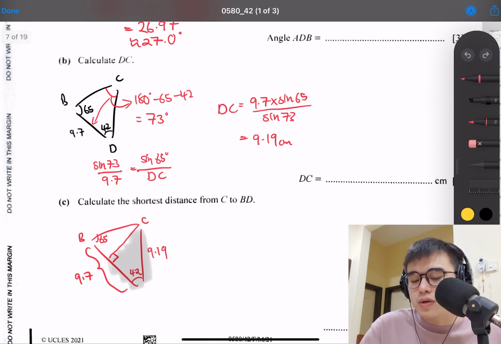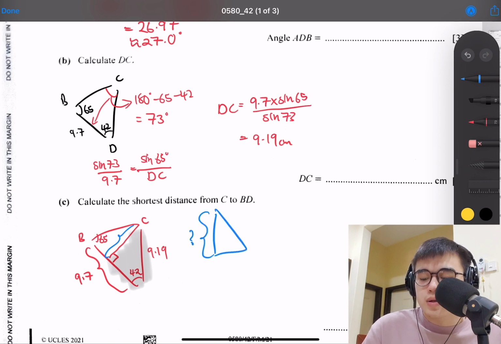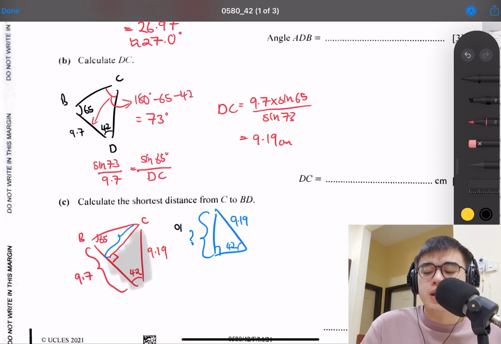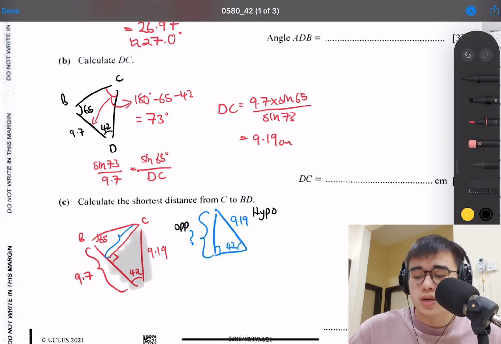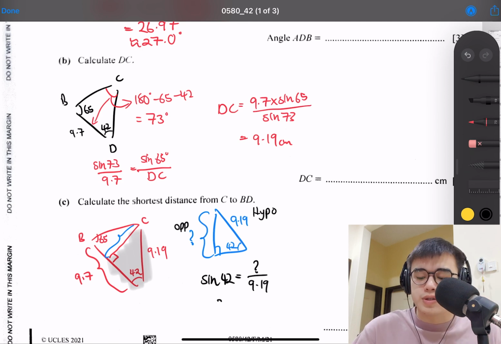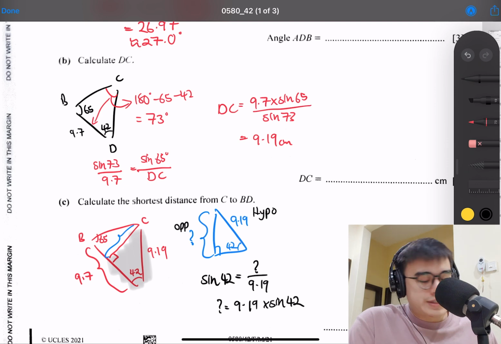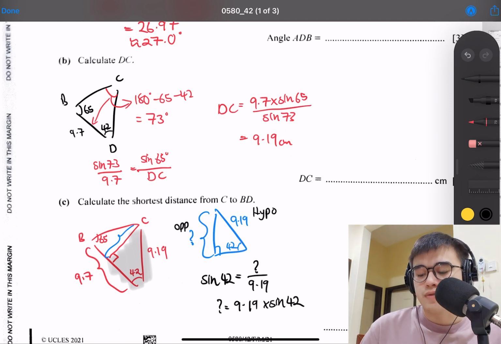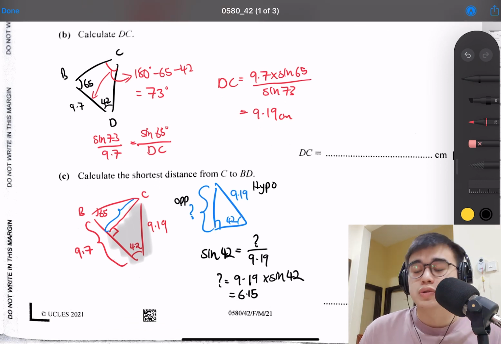So this part is what they wanted from us. Okay, try to use a different color so that you can see. They wanted this in specific. So this is the unknown that they wanted. We got our 42 here and our 9.19. So obviously the unknown is the opposite of the 42 degree, while the 9.19 is the hypotenuse. For those who involve opposite and hypotenuse, we should use sine 42 degree equals the unknown over our 9.19. So all you need to do is take your 9.19, multiply with sine 42, and you should be able to get your results. 9.19 times sine 42, so your answer will be 6.15 after correcting to 3 significant figures. So that's how you get to part C's results.